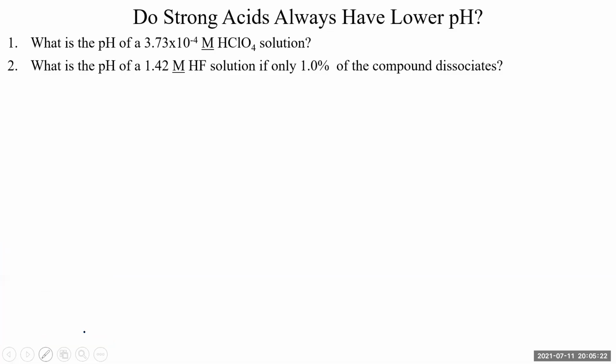Do strong acids always have lower pH? Well, this is kind of the same idea, isn't it? This is just one more of the same. The answer is no. No, they don't. So let's go through this. This is kind of just a rehash of the one we just did.